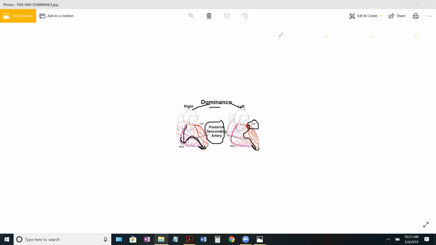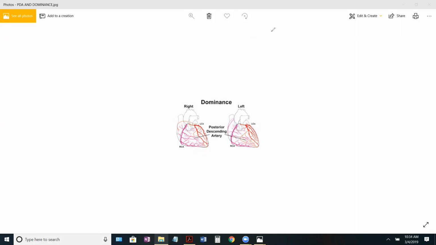Simple as that, and that has nothing to do with any disease. That has to do with the embryology of the heart. When the heart is developed, if the PDA gets blood supply from the right coronary artery, it's the right dominant heart, and if it gets it from the left coronary artery, it's the left dominant heart. Simple. Dominance has nothing to do with disease.